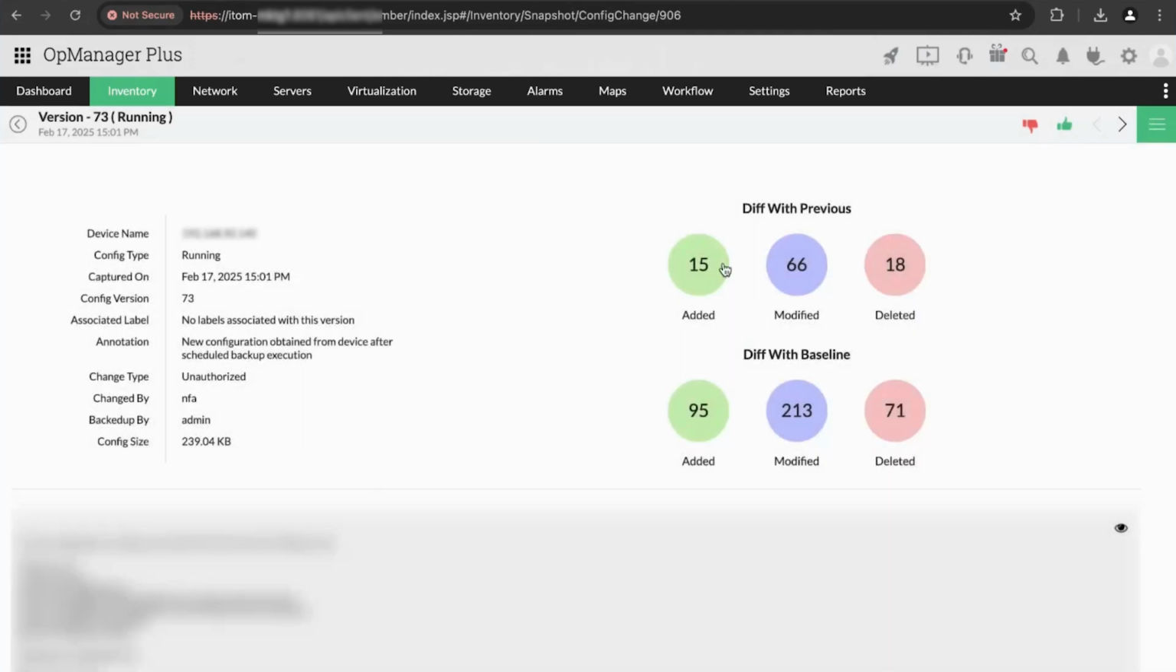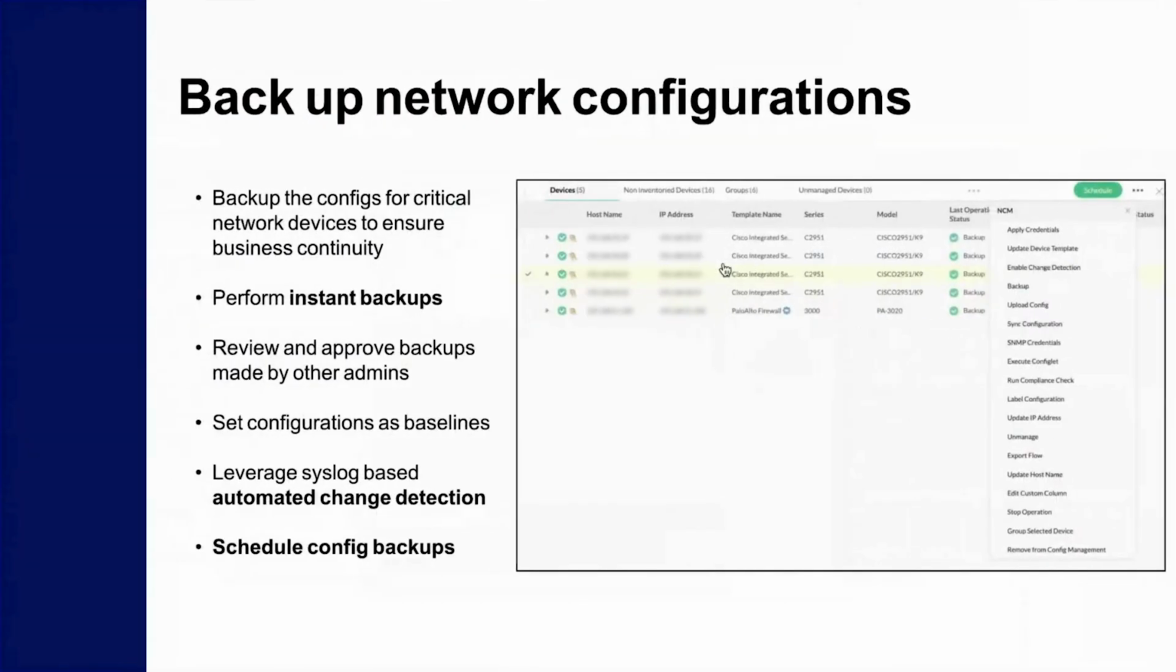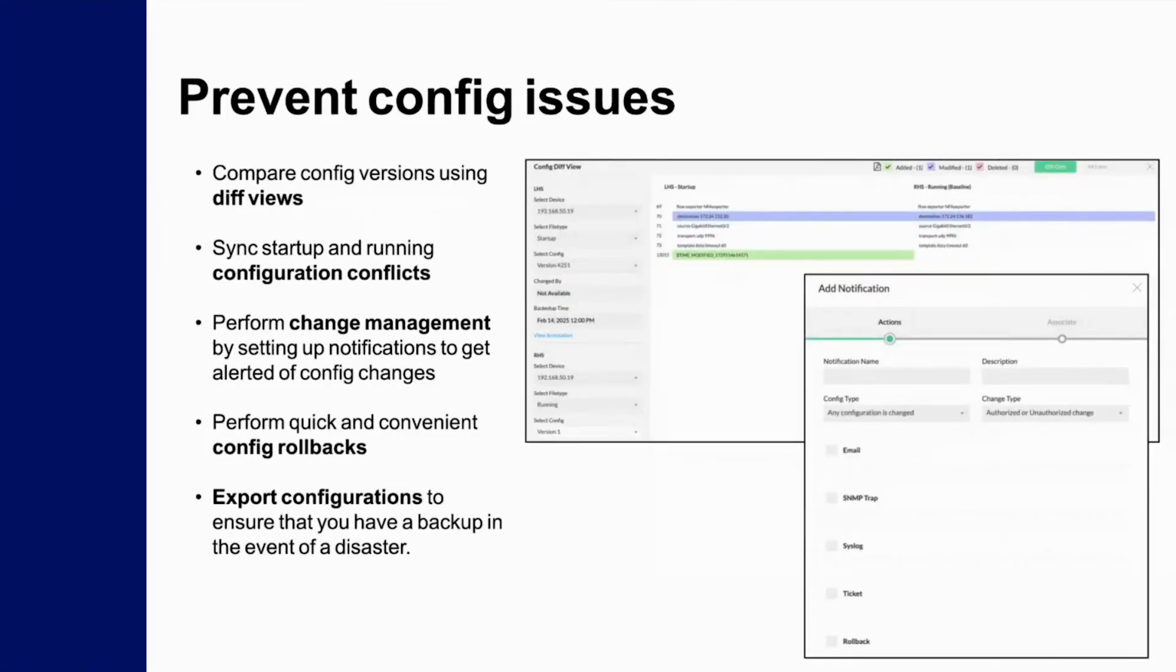So this is how you can ensure that backups are available, labeled properly and authorized. This is the basic functionality. Afterwards, you can also make sure that there aren't any configuration issues. How does that work? Let's say there's a configuration conflict in your network device. This is not ideal, right? If there's a configuration conflict between your startup and running configuration, that's one example. In OpManager Plus's Network Configuration Manager module, there's a feature called difference view, which will help you compare configuration between various devices and various versions as well.